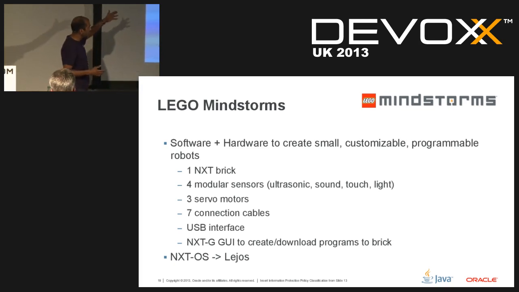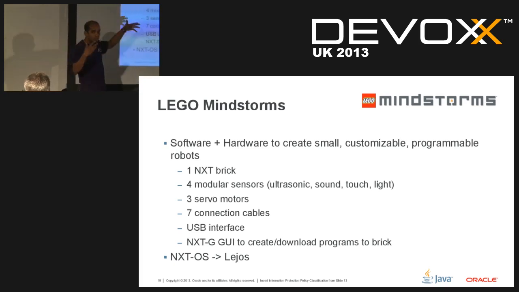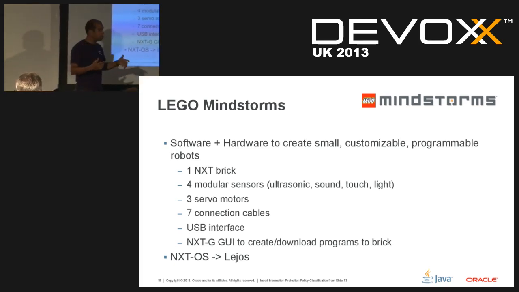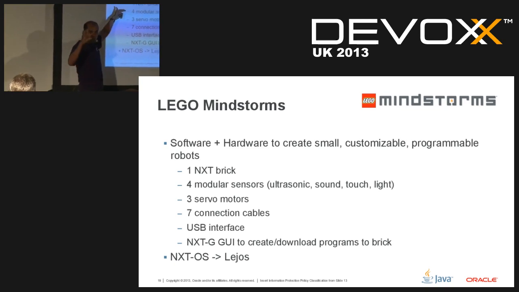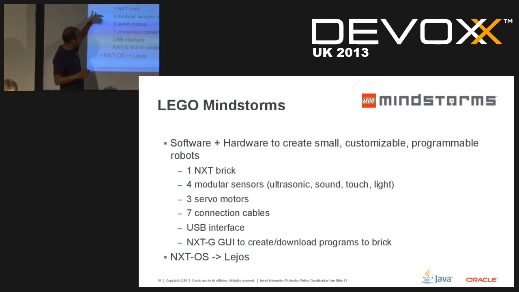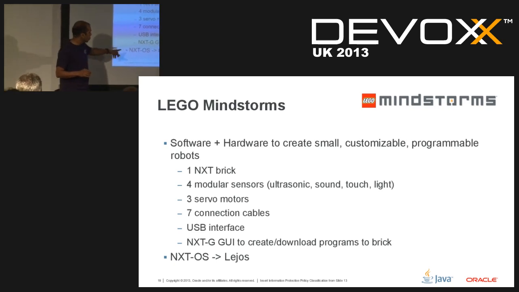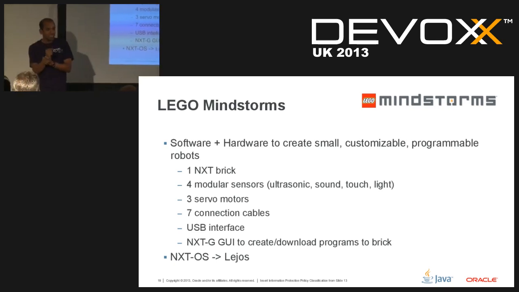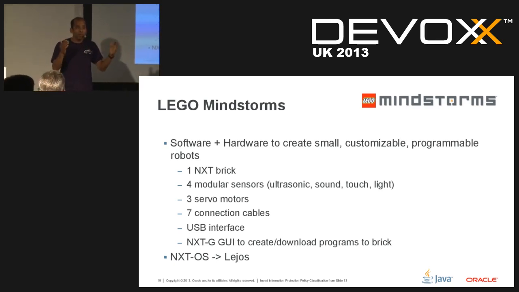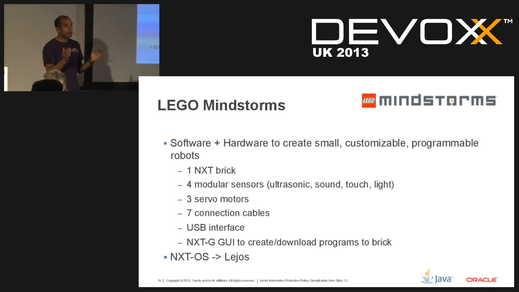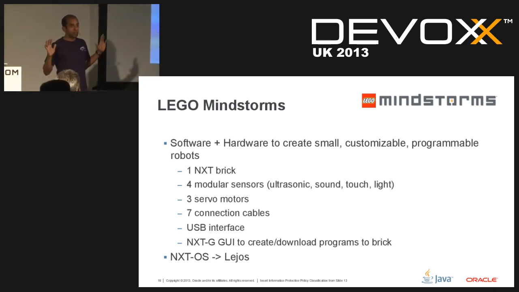And just to give you a feel of how much it can be customized, you have an NXT brick, which is your main bot, and I'll show you a picture of that. You have tons of sensors, motors, connection cables, and the complete NXT GUI, which allows you to build the program itself. Not only that, things get more interesting. For example, the NXT brick comes by default with NXT OS, which allows you to create, again, block-based programming. You can go a step forward.